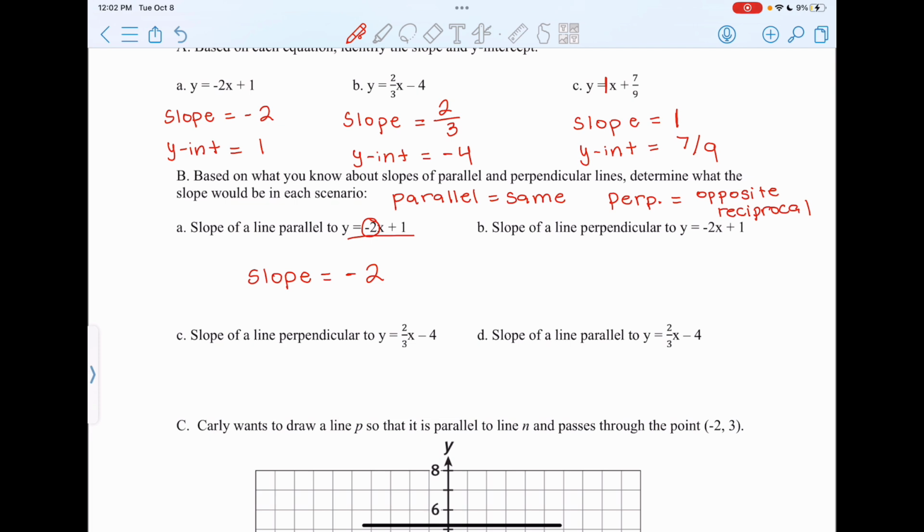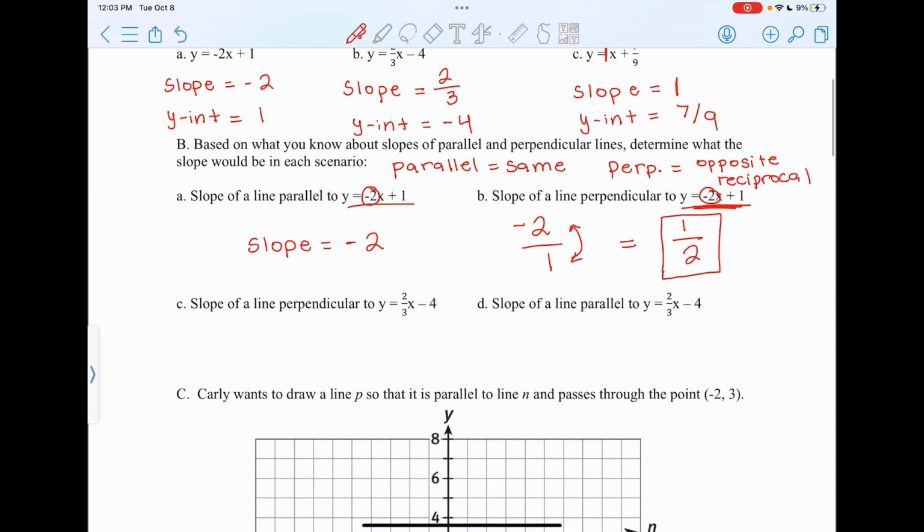In B, it says, what is the slope of a line perpendicular to this one? So the slope of the line they gave us is negative 2, but in order to find the slope of a perpendicular line, I have to find the opposite reciprocal. Since this is a whole number, I'm going to put an imaginary 1 underneath. And to find the opposite reciprocal, we flip and change the sign. So this is going to be a positive 1 over 2 for the slope of the perpendicular line.